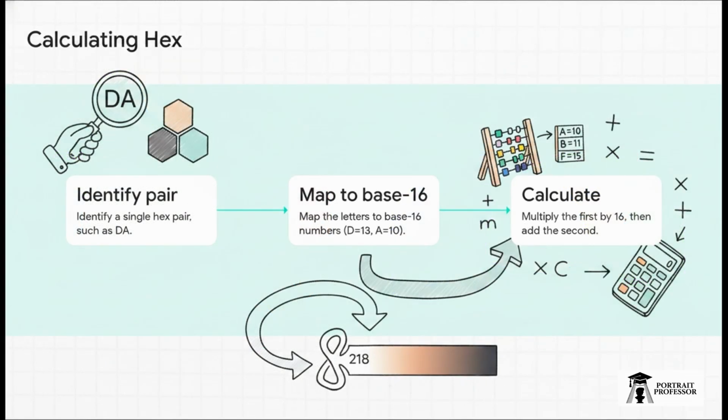Well, a hex code is written in base 16. That just means after the numbers 0 through 9, we start using letters. So A is 10, B is 11, all the way up to F, which is 15. Finding the decimal value of a single color channel is just a precise mathematical recipe.